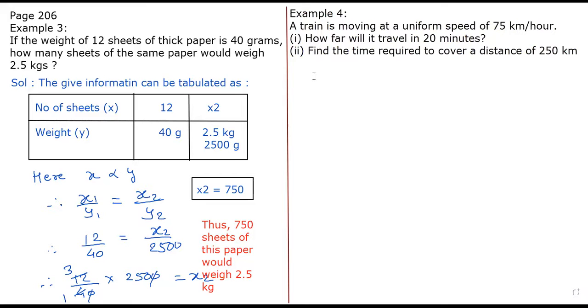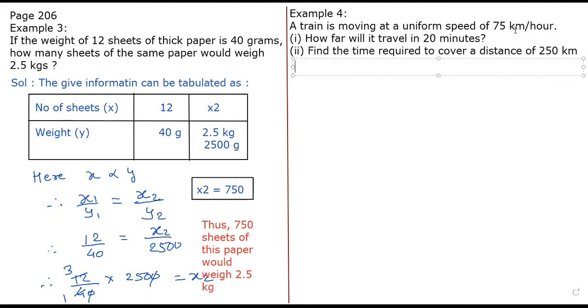Who is proportional to whom? Not less is proportional to more, beta. Distance is proportional to time because distance and time are the two quantities. If one increases, the other increases. If one decreases, the other decreases. Are you understanding, children? So distance and time are proportional.